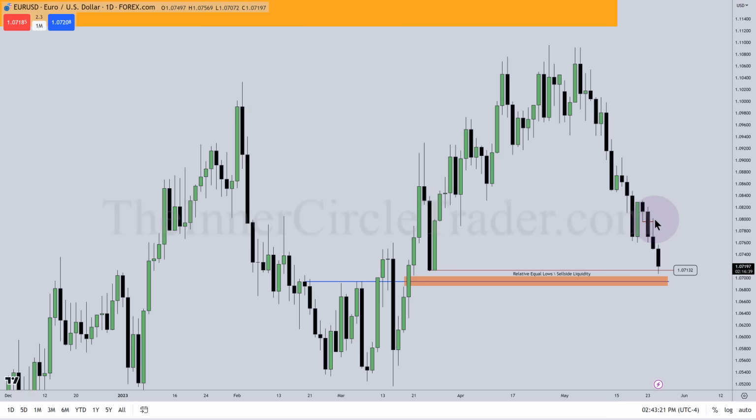We opened yesterday, traded up to Monday's low, and then acceleration to the downside. I took your attention to right there. I said, see those two relative equal lows? That's sell side resting right below that. Watch that. I believe it's going to draw down to that.